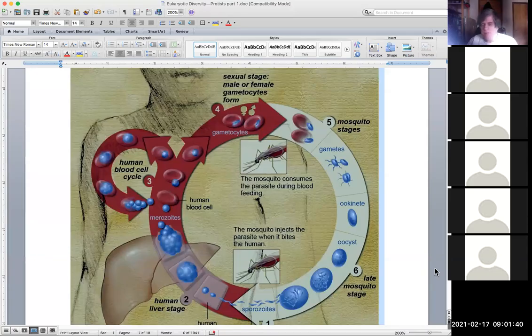Are there any questions about the groups of Protista that we talked about at the end of last week? Or anything else we've discussed recently? Okay, well, if not, we're going to go ahead to screen sharing and continue looking at groups of Protista.